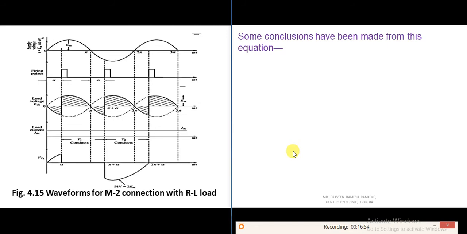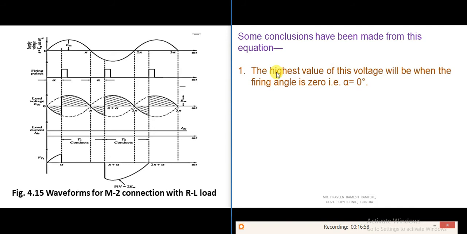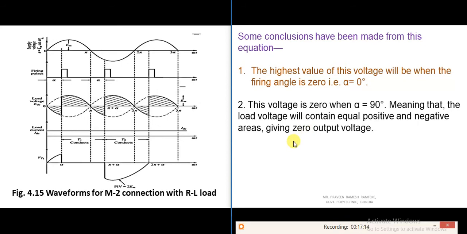Some conclusions can be made from these equations. The highest value of this voltage will be when the firing angle is 0. Obviously, when the firing angle is 0, this shaded portion will start from this 0 degree, meaning we will get output from this point also. So when alpha equals 90 degree, the voltage is 0. Why? Because we are getting the half waving. This negative voltage will be equal to the positive voltage. Therefore, the output voltage will be 0 and it is meaningless.